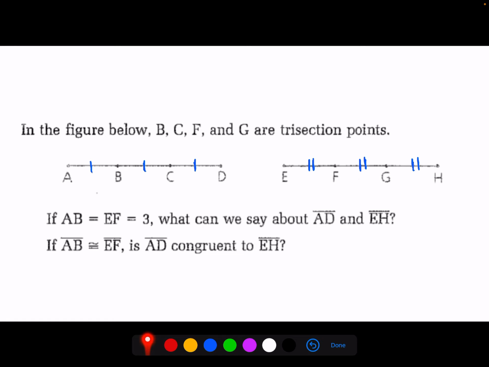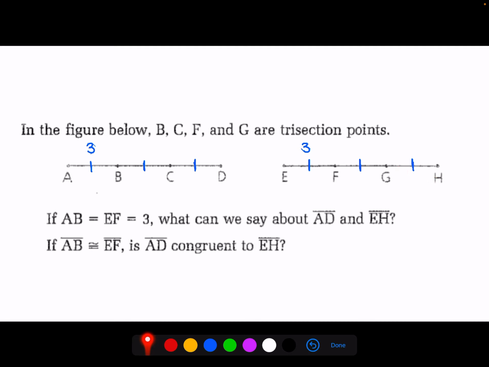Now, if AB is equal to EF, which is equal to 3, so now all of a sudden AB and EF are the same. They both get one congruency tick mark now. And they're both equal to 3. What can we say about AD and EH?